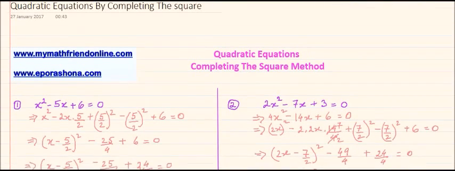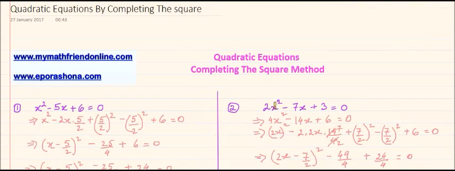But in the second case, we have seen that the first term containing the x square is not a perfect square term. In order to make this a perfect square, whatever is the numerical coefficient, we multiply the entire equation by the numerical coefficient of x squared, so that we get a perfect square term for the term containing x squared. And next we follow exactly the same method as we have followed in case 1.